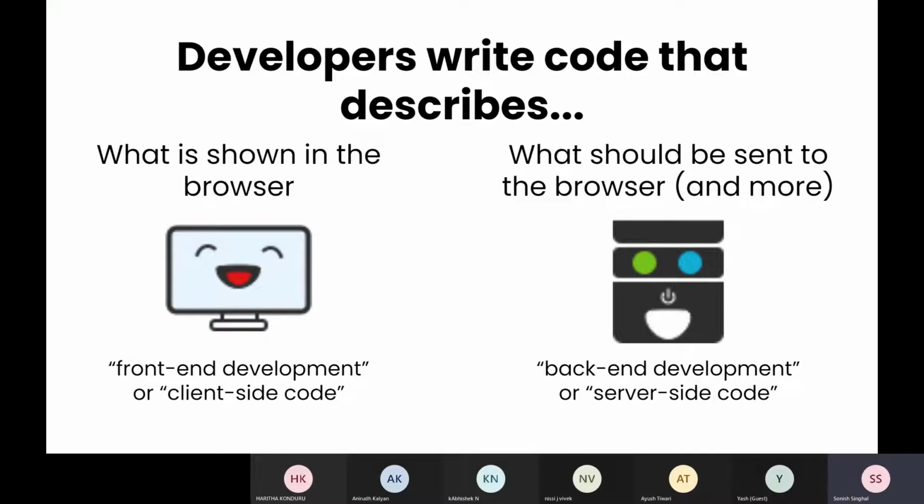The developer writes the code, and we can classify it into two kinds: one is the front end and the other is the back end. What is shown in the browser is called front end development or client side code. Suppose you search for Amazon.com, then you will see the products, their prices, cards and all these things. That's the front end side, what is shown in the browser.